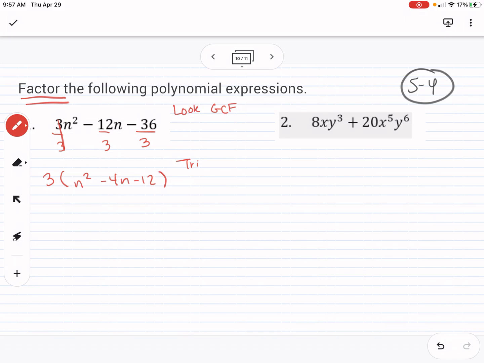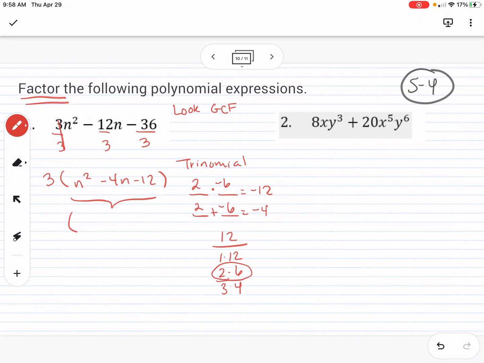Now I notice that inside the parentheses I have a trinomial. So I'm going to factor using my blank method. For 12, you could do 1 and 12, 2 and 6, or 3 and 4. If you want negative 4, you would actually do 2 minus 6. So this parentheses I can separate into 2 new factors. Both are going to start with n, because n times n will give us that n squared. And then I'll put the positive 2 and the negative 6. The 3 that we had already factored out needs to be included, because that's one of the factors for this problem.